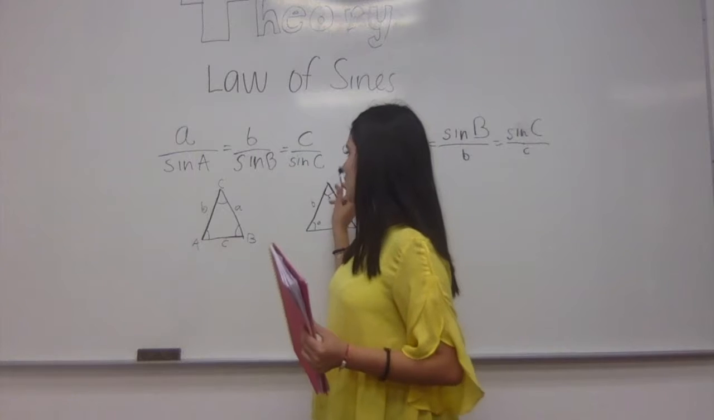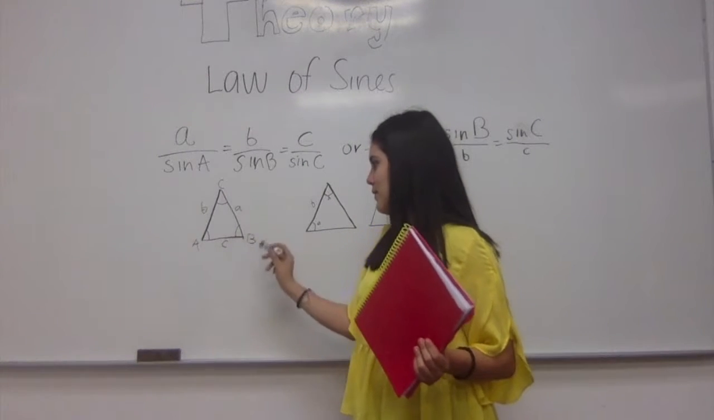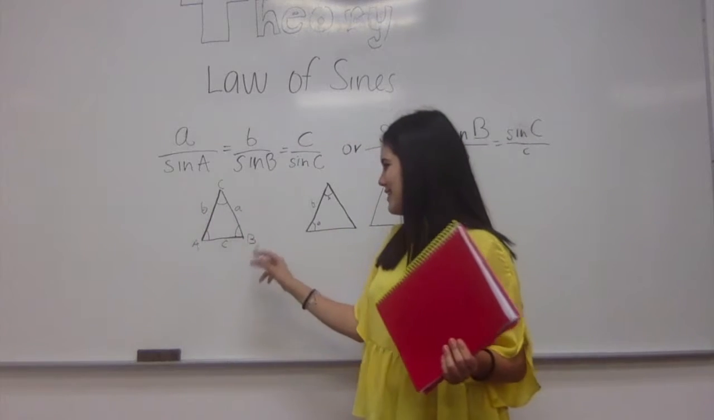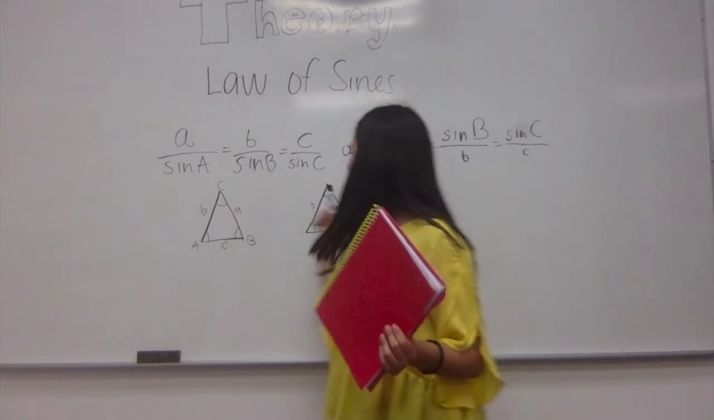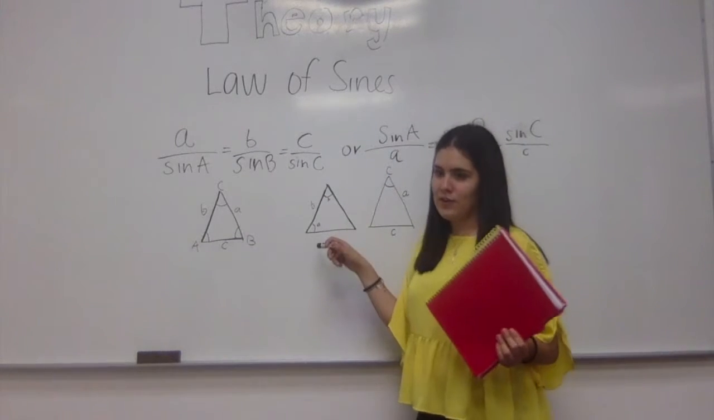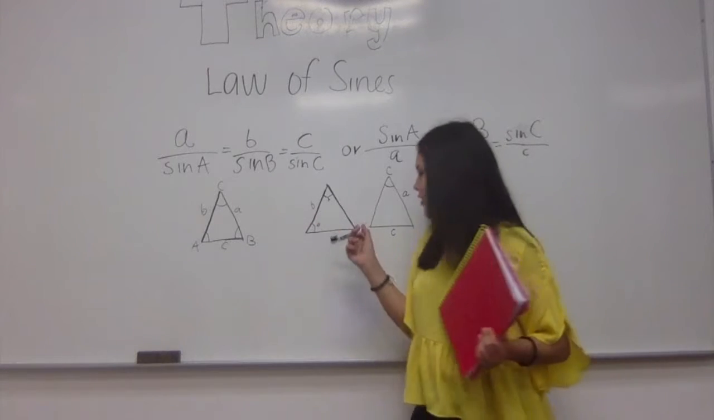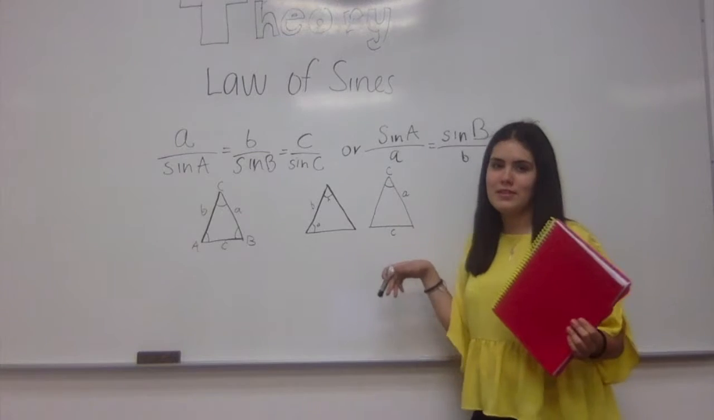This is the formula, and side c is opposite to angle C, side b is opposite to angle B, and side a is opposite to angle A. The law of sines works if you have two angles and one side, or if you have two sides and one angle opposite to one of these sides.